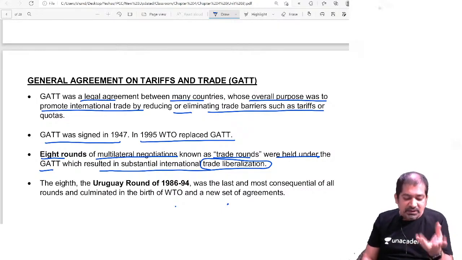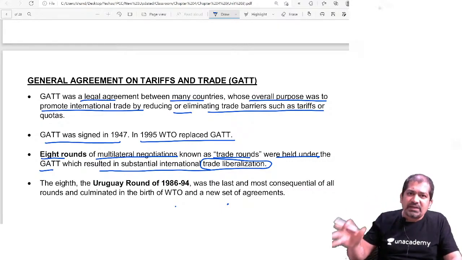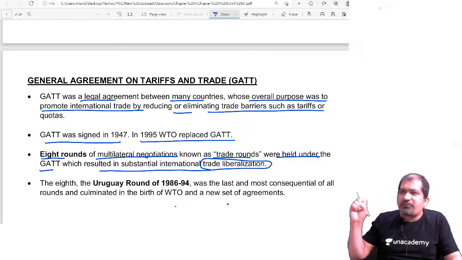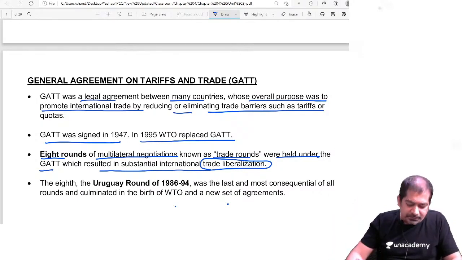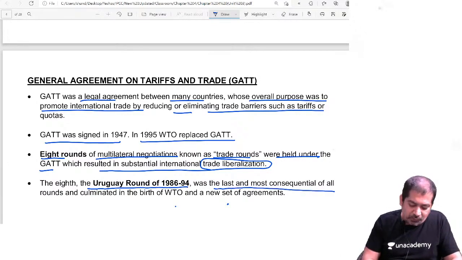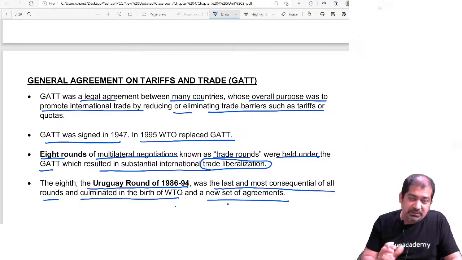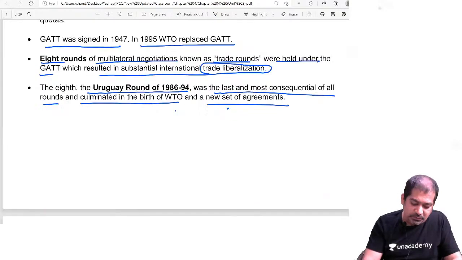Right? In 1991, what did he do? He said that we have to liberalize the economy. Unless you liberalize the economy, the foreign firm will not come to produce here. The capital will not flow to India, and we will remain isolated in the global world, wherein all the countries are becoming a part of the global market. India will be isolated from it. We don't want to do that. Now, the eighth round, the Uruguay round, Uruguay is a country, was the last and the most consequential of all rounds that culminated in the birth of WTO and a new set of agreements. It means now GATT was subsumed under the WTO.